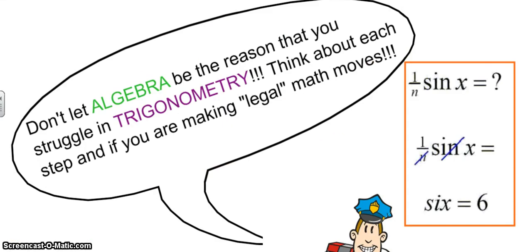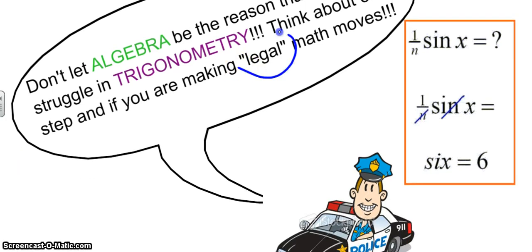So, summary. Don't let algebra be the reason that you struggle in trig. As long as you are making what I call legal math moves. Alright, so things that are okay mathematically to divide out by, to multiply by, all of that, you'll be fine. Alright, you'll use your trig identities to substitute in, and it'll help simplify your answers even more than algebra will allow for. But as long as you're not making mistakes like this, alright, you'll be just fine. Make sure you make that connection.